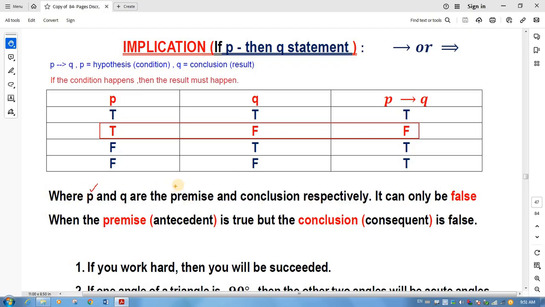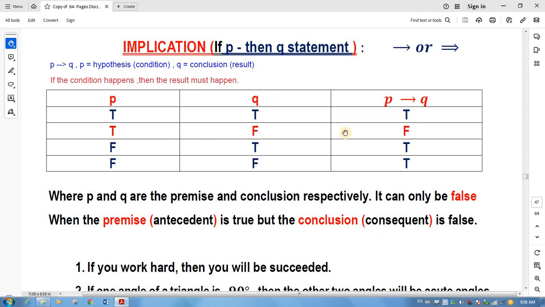The first one is called premise. It is also called hypothesis or condition. The second one is called conclusion. We also call result. It can only be false, यानी इसकी वैल्यू false होगी. It can only be false when the premise, which is also called antecedent, is true. If value of this P is true, but the conclusion, that is consequent, if value of Q is false.